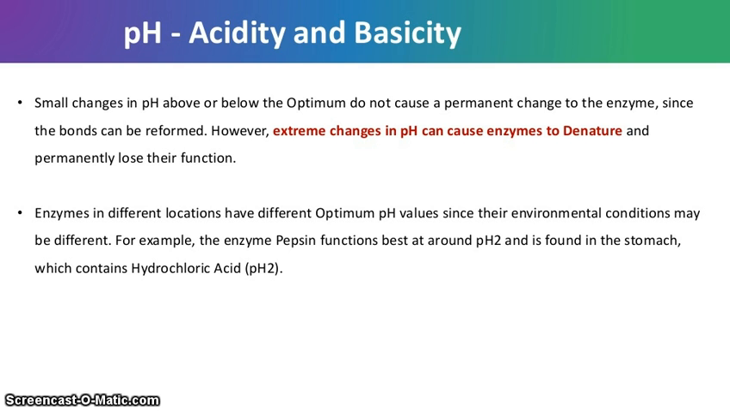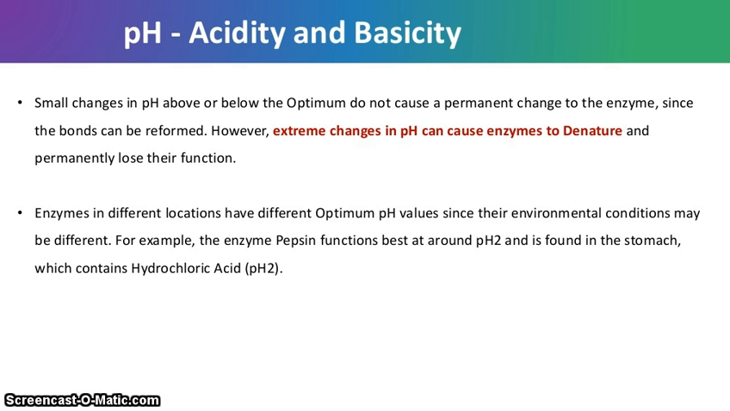Now friends, small changes in pH above or below the optimum do not cause a permanent change to the enzyme, since the bonds can be reformed. However, an extreme change in pH can cause the enzyme to denature and permanently lose its function.